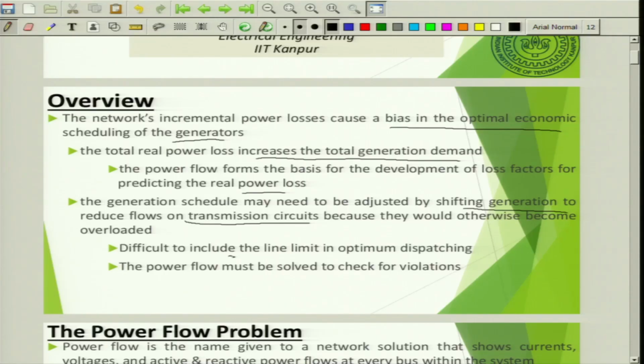So it is difficult to include the line limit in optimal dispatching. That is a difficult task, and the power flow must be solved to check for violations. Means how do you check the violations? You need to know the different bus voltages and angles, right. Then you will understand what the line flow is, and what the thermal capacity of each individual line is for a given dispatch of generation. Then you ensure that the specified reactive and active power generation will not be more than the limits that the transmission line can carry.